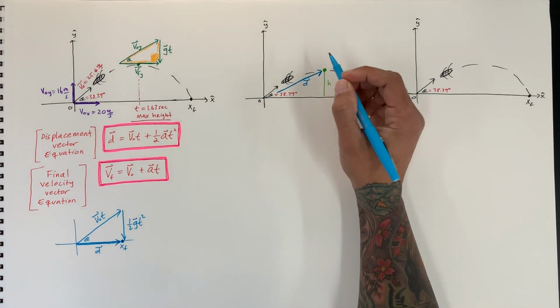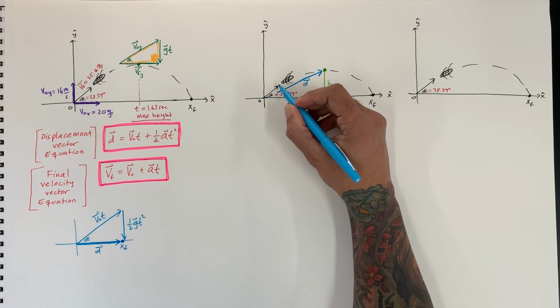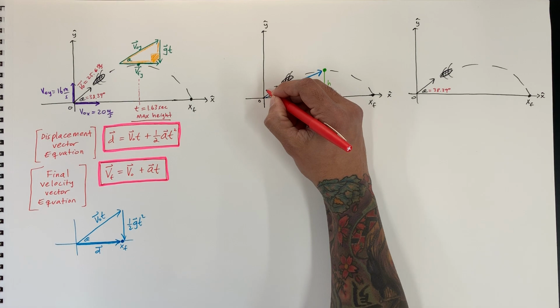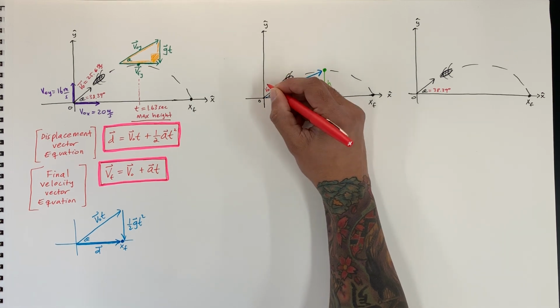Okay, this right here is our initial velocity. So let me just label this. This is our initial velocity right here.